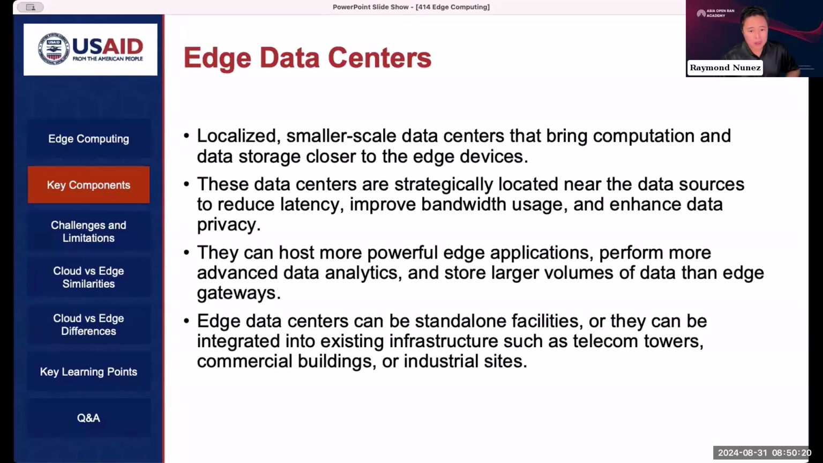And then you could have these edge data centers perform powerful edge applications. Since it has more power, it has larger volumes for data storage than edge gateways, you could do the processing here. Even if it has good enough computing power with maybe some graphics card, you could have your machine learning and AI decision making models run on those data sets before even sending it to the cloud. Again, this could be standalone facilities, could be integrated into existing infrastructure such as telecom towers, commercial buildings, industrial sites, or maybe ISPs.